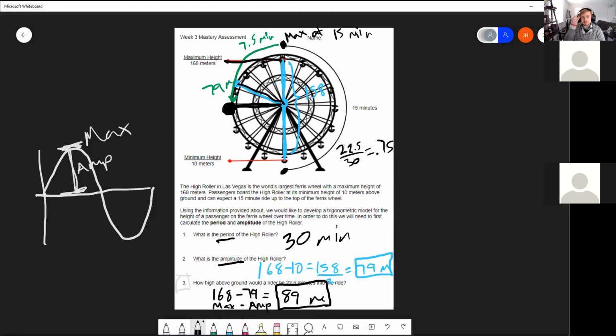Another way people found the midline was they took an average of the maximum and minimum. They said, if I do max plus min and divide by 2, that'll give me the middle because it's the average, right? If you did that, you'd get 168 plus 10 is 178, divided by 2, which would be 89 again.